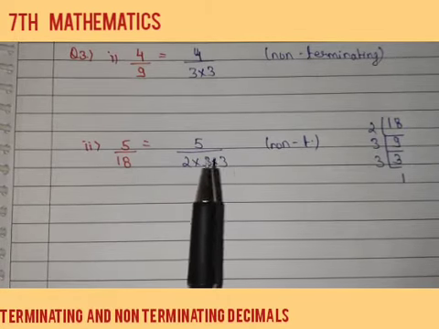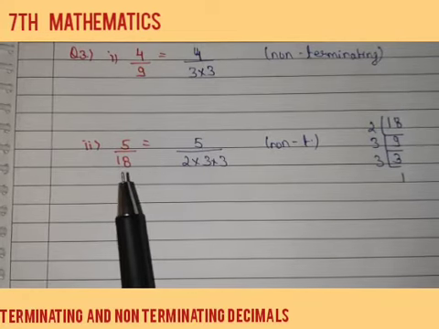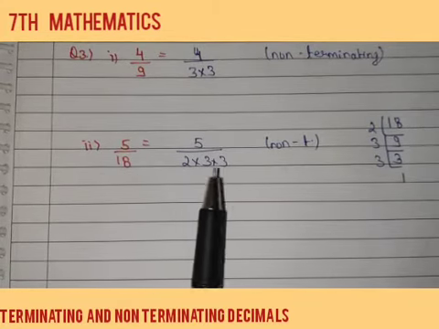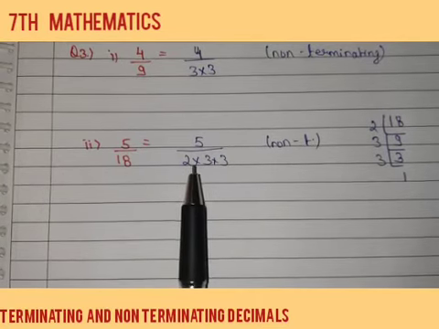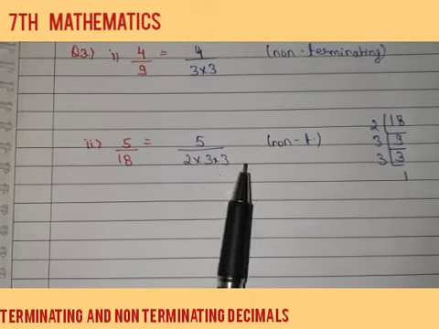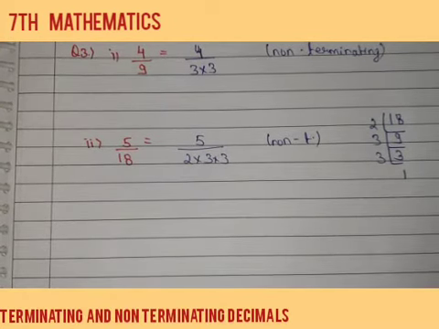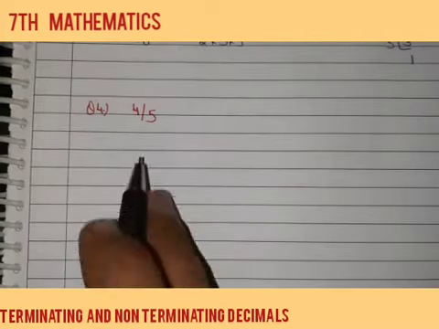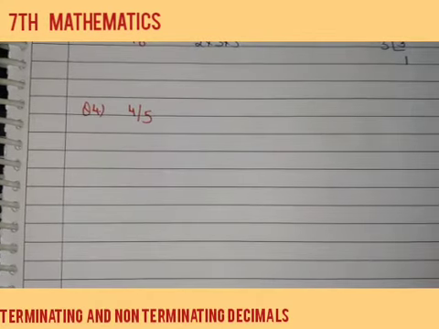Either in the denominator it should be 2, or it should be 5, or it should be 2 and 5 both. But if instead of 2 or 5 there are any other numbers, then they will be counted among what? Non-terminating decimal representation. Now our next question is, express the following rational number as decimal.